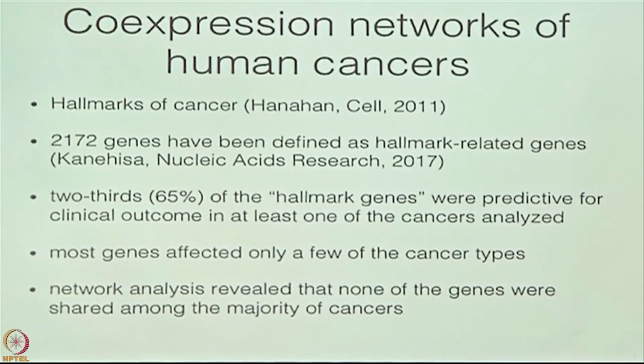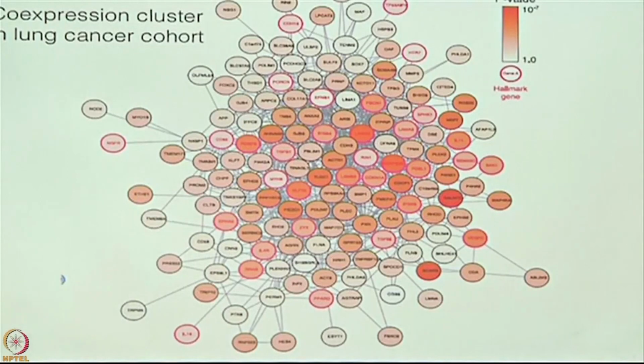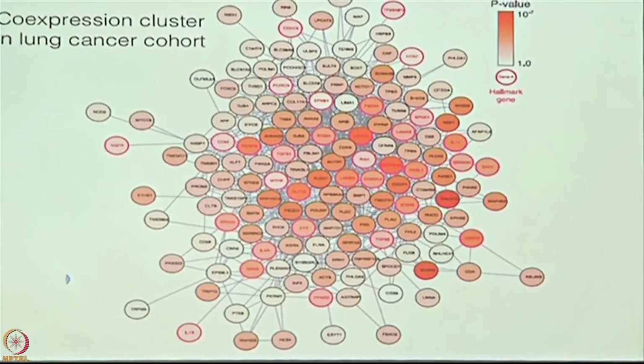And the network analysis showed that none of these genes were shared by the cancers, which maybe meant that they were looking for specific genes in individual cancers, not necessarily all the genes. So am I clear? Is it better now? Okay. Now what we did then was we went into a specific lung cancer example.